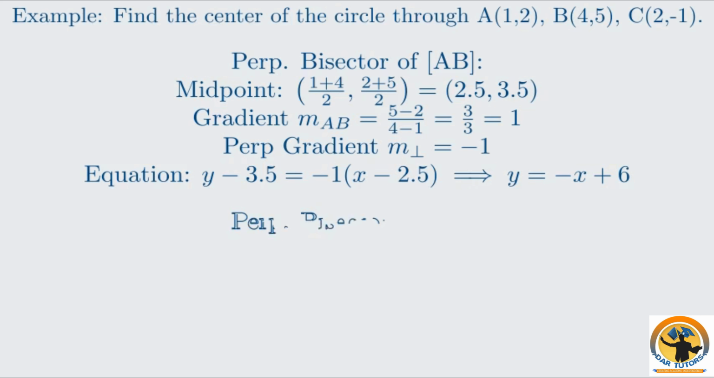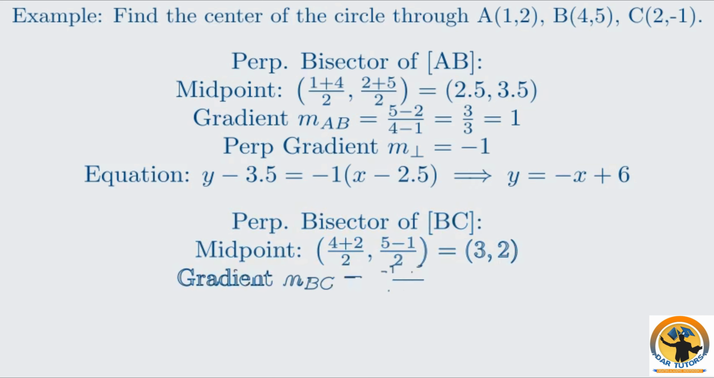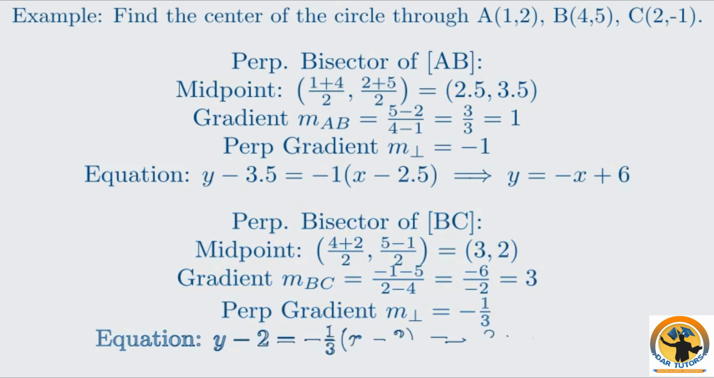The midpoint of BC is (3, 2), and the gradient of BC is 6, so the perpendicular gradient is -1/6. The equation simplifies to 6y equals -x plus 9. The center of the circle is the intersection of these 2 lines. We need to solve their equations simultaneously.